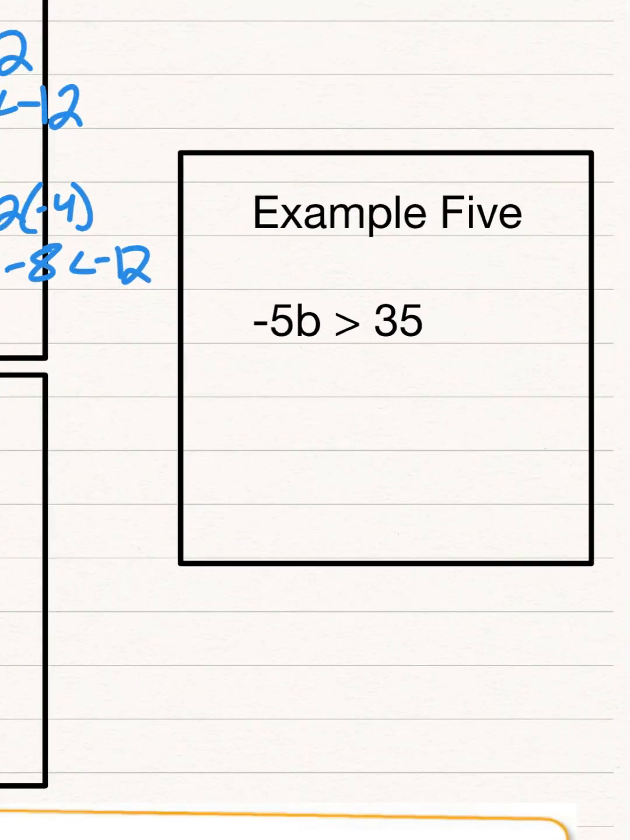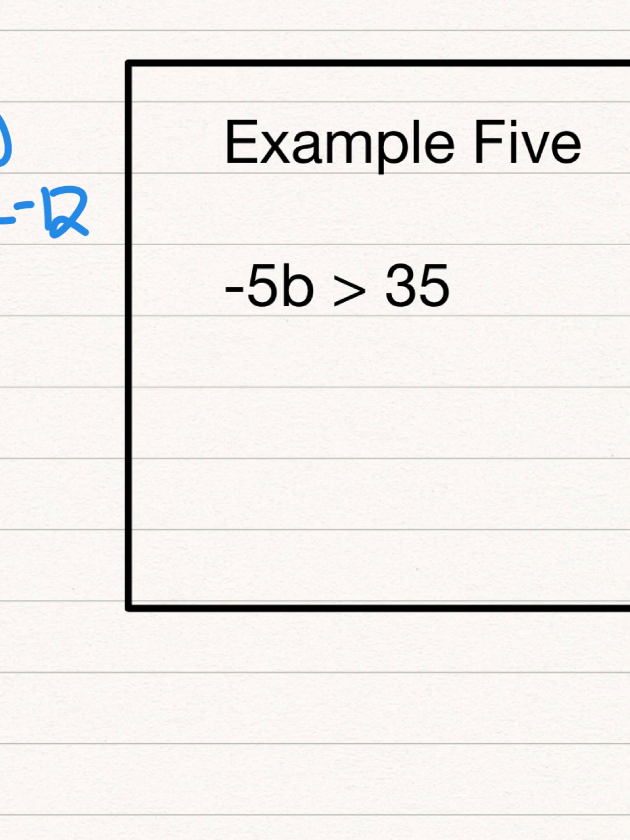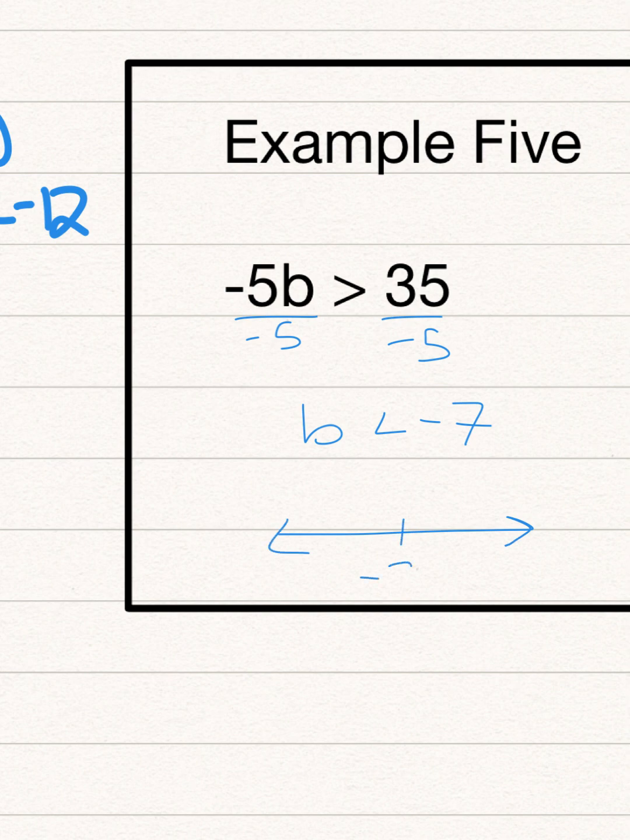All right, next example. I have negative 5b is greater than 35. To undo multiplication, we're going to divide by negative 5. And because we divided by a negative, we have to flip the sign. So now b is less than negative 7. If we put this on a number line, we got negative 7. Open circle, because it's not equal to. Less than goes to the left.